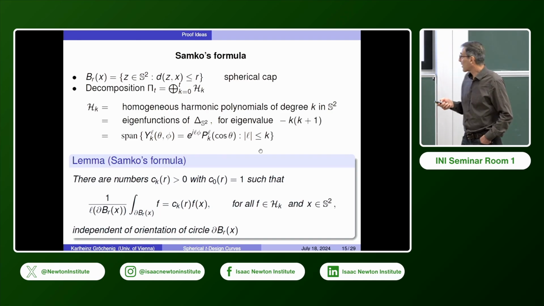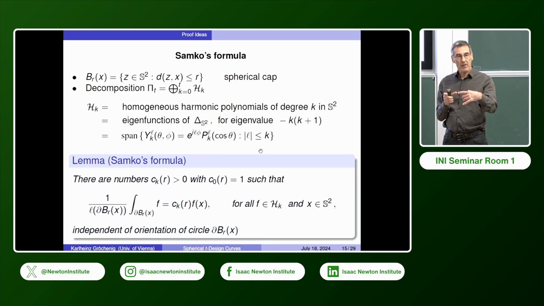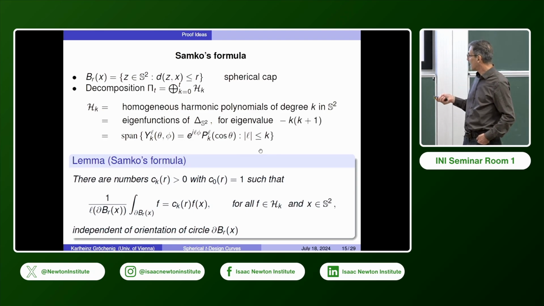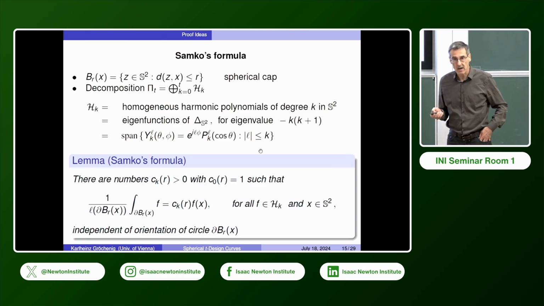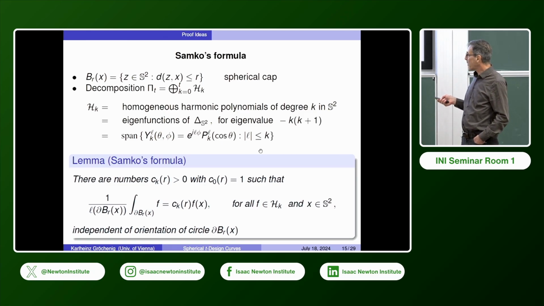Okay, so here is Zamko's formula. As I said, the boundary of a spherical cap on the sphere is a circle. You can give it an orientation, it doesn't matter. And then the normalized line integral of a polynomial in one of these invariant subspaces is proportional to the polynomial evaluated at the center of the spherical cap. And the constant here depends on the radius of the spherical cap and on the label of that eigenspace.